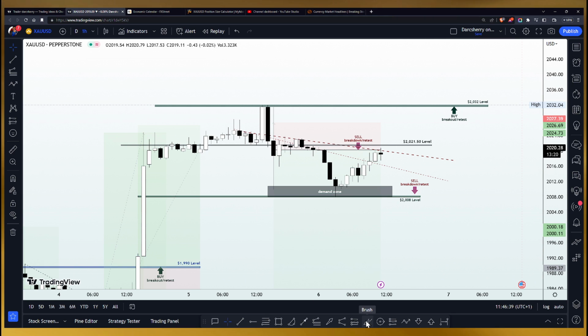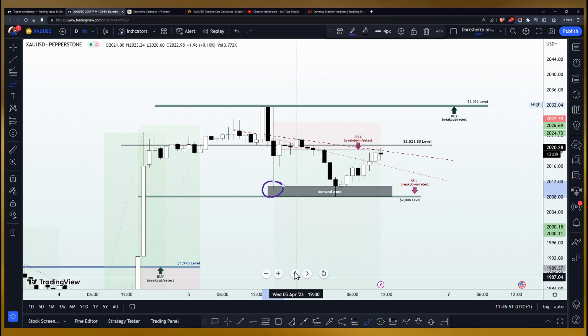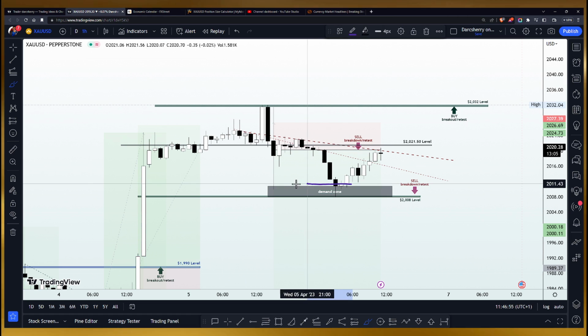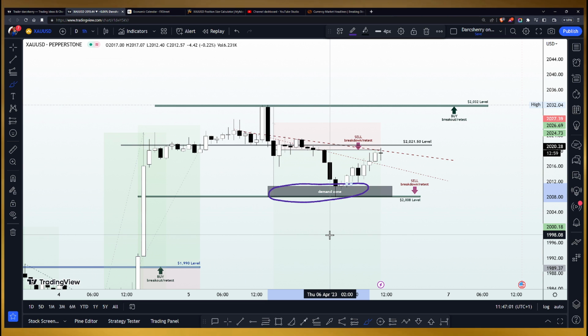And in addition to the structure we identified this morning, if we go as far back as the New York session yesterday, you will see that we saw a sharp rejection of that $2008 level as well here. So we have like 3-4 rejections of this area to give us a clue into the strength of the buyers at this particular point in time.